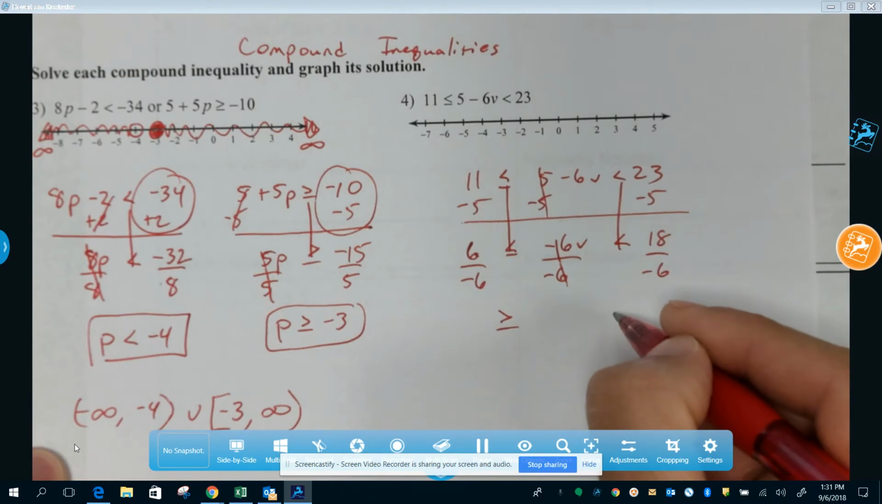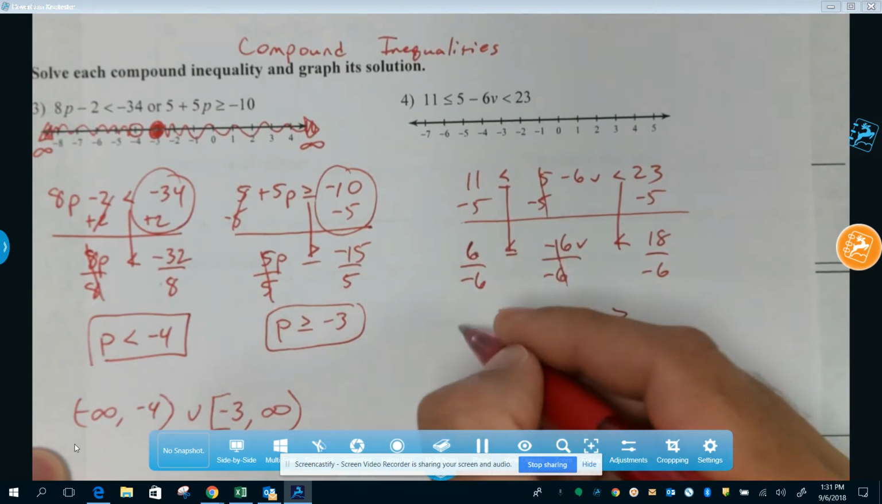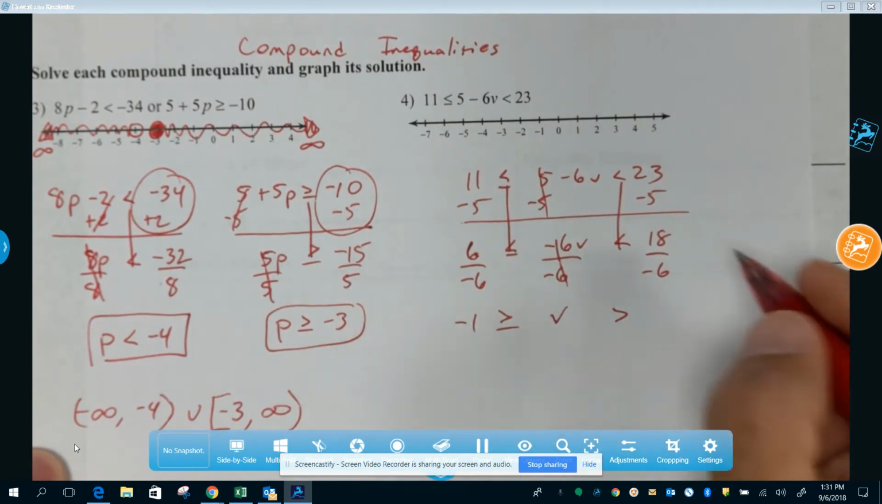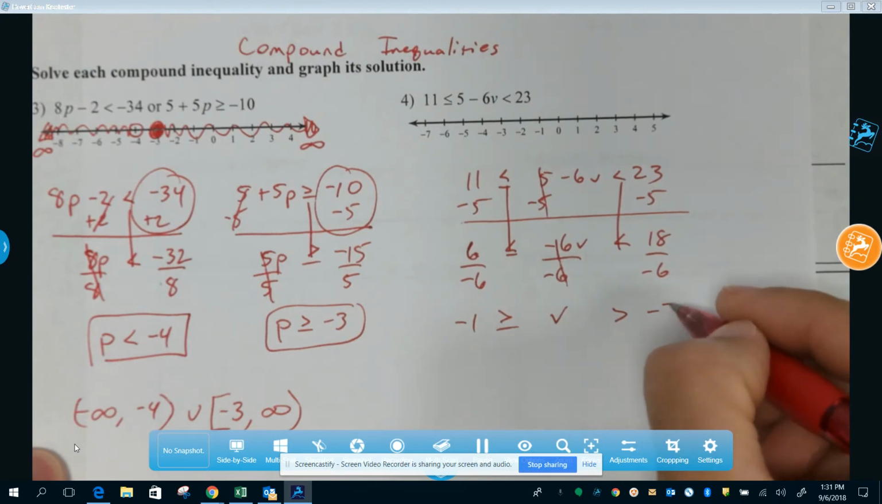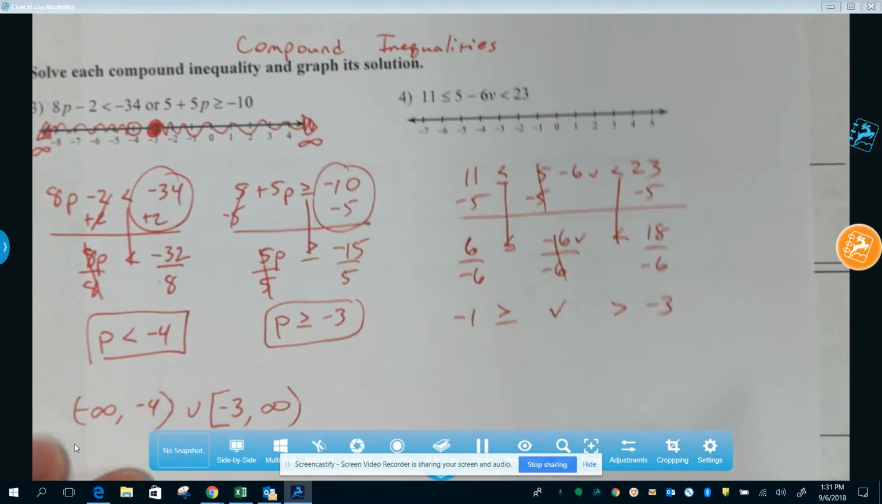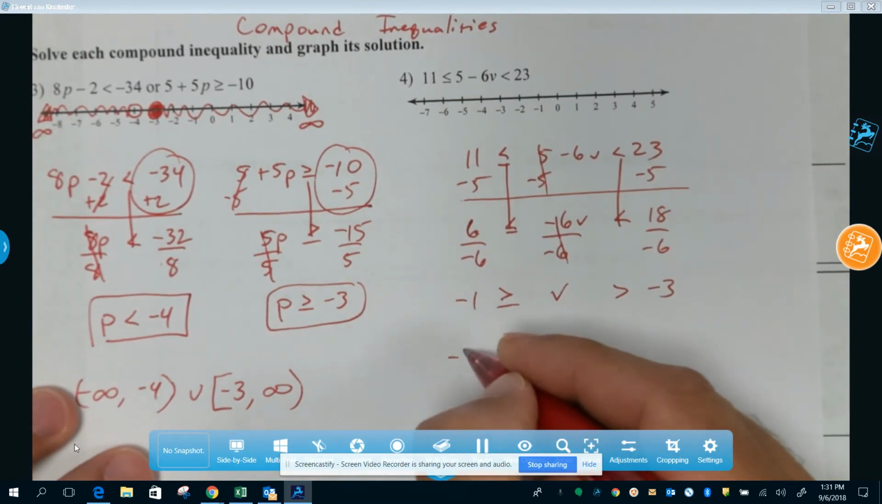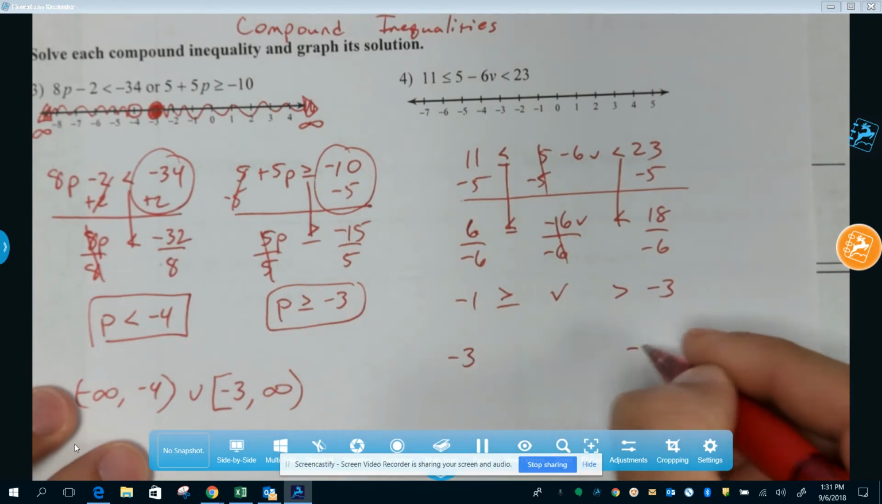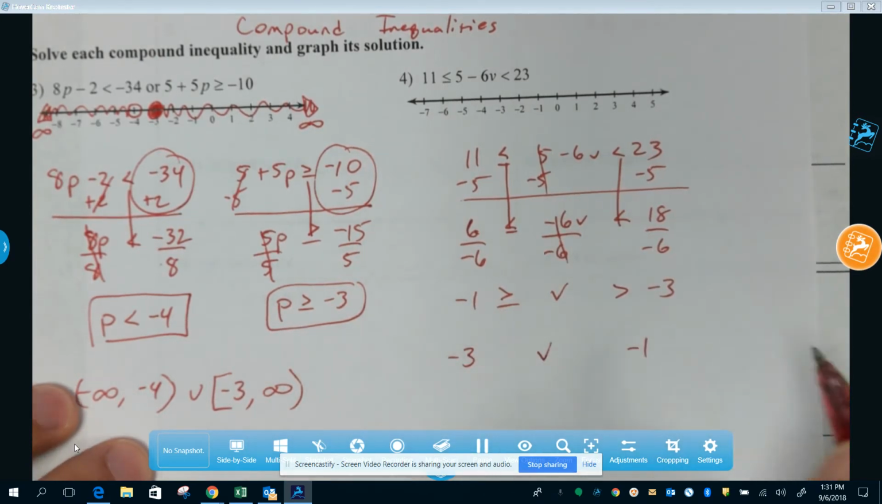Flip those signs when we divide by negative. 6 divided by negative 6 is negative 1. The v is now in the middle. 18 divided by 6 gives me negative 3. But the problem is these are not written in the correct order. My negative 3 is the smaller number. He needs to go on the left. Negative 1 is the bigger number. He needs to go on the right.